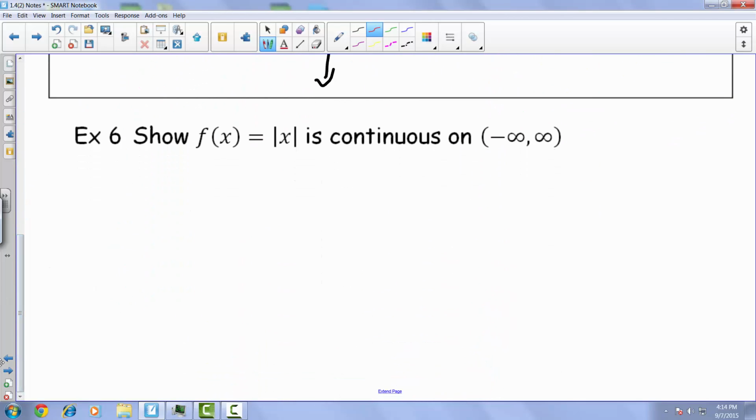Now, how this is going to help us with example 6 is we're trying to show that this function, the absolute value of x, is in fact continuous between negative infinity and positive infinity. This gets a little trickier because we have to do a basic short proof, but it's potentially like free response AP type questions. So it's definitely good to know how to prove something is continuous. So let's go ahead and draw a rough sketch of what the absolute value of x is.